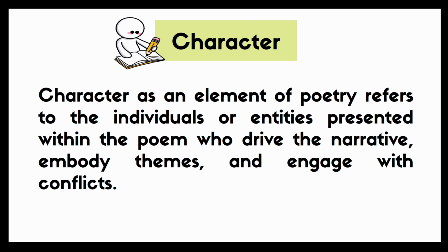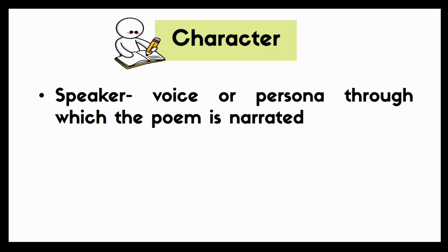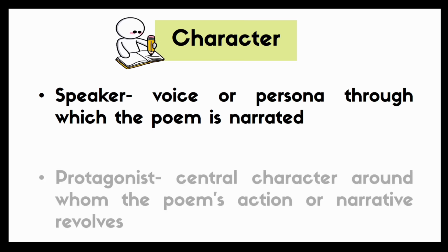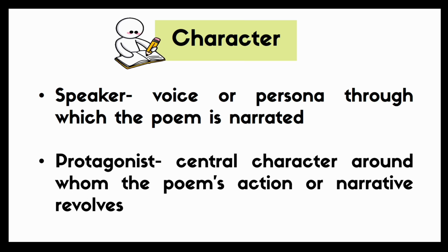The next is character. Character as an element of poetry refers to the individuals or entities presented within the poem who drive the narrative, embody themes, and engage with conflicts. There are different types of character in poetry. The first is speaker. It refers to the voice or persona through which the poem is narrated. The next is protagonist. It refers to the central character around whom the poem's action or narrative revolves.